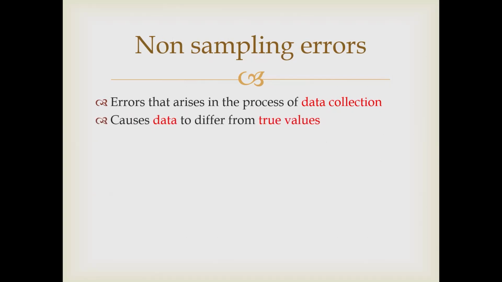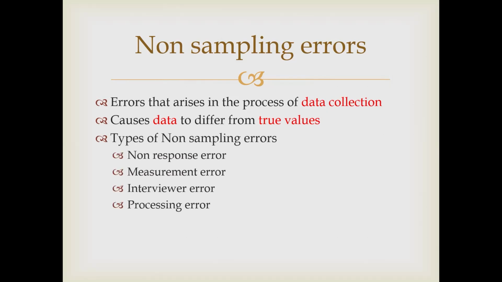Non-sampling errors cause the data to differ from true values. The respondents may not give you the true values, or you make mistakes in collecting data and doing the calculations. They may tell you lies. So the data is differing from the true values.